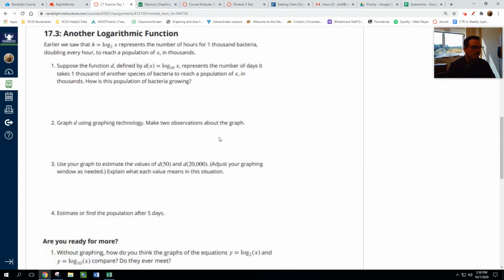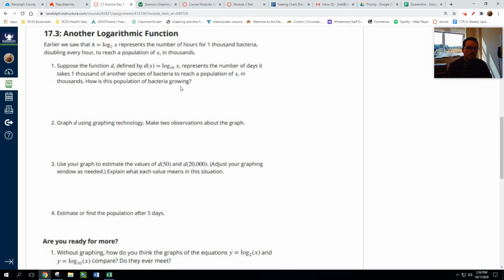So 17.3 says another logarithmic function. So we've done 17.2. Let's look at 17.3. Earlier we saw that h equals log base 2 of x, what we literally just did, represents the number of hours for 1,000 bacteria doubling every hour to reach a population of x in thousands. So suppose the function is defined by log base 10 of x, representing the number of days it takes 1,000 of another species of bacteria to reach a population of x in thousands. How is this population of bacteria growing?